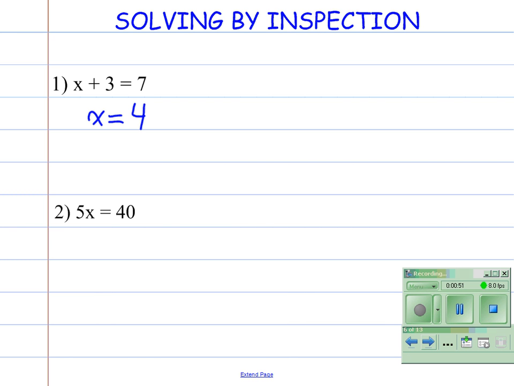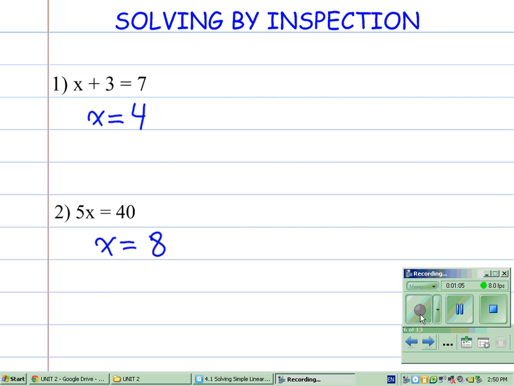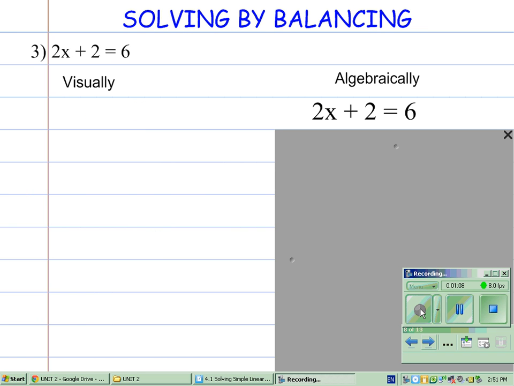So it's math that you're doing in your head, because you already know your addition facts and you know that 4 plus 3 equals 7. Similarly, if you know your times tables, you'll realize that 5 times 8 equals 40, and you won't have to show any other steps aside from that. That's the inspection method. As the questions get a little more complicated, you may want to look into another method, which is called balancing, and that's helpful when guess and check or inspection isn't working.